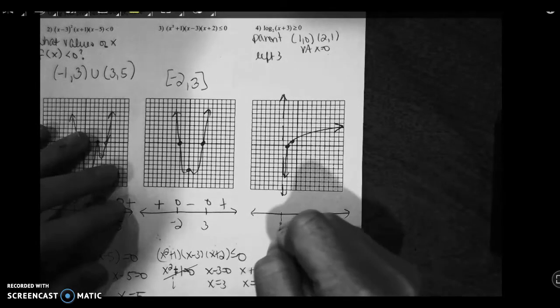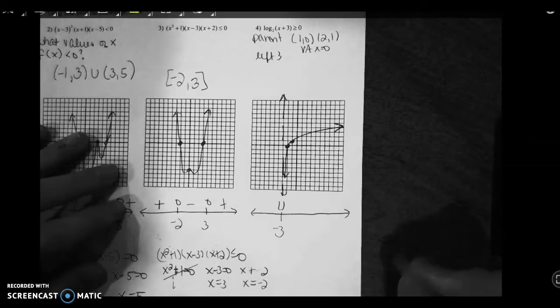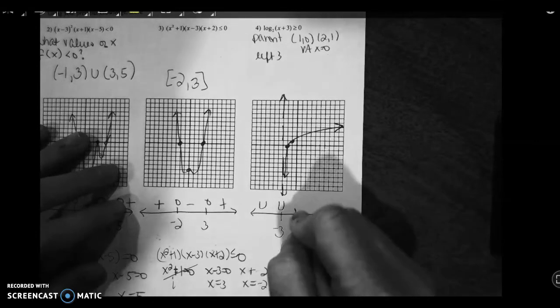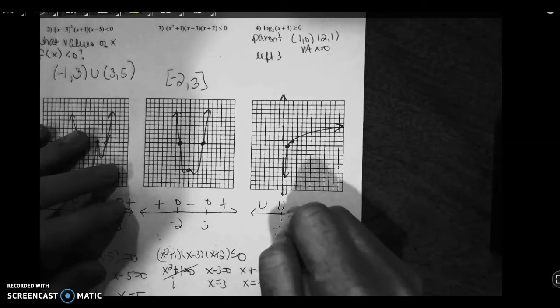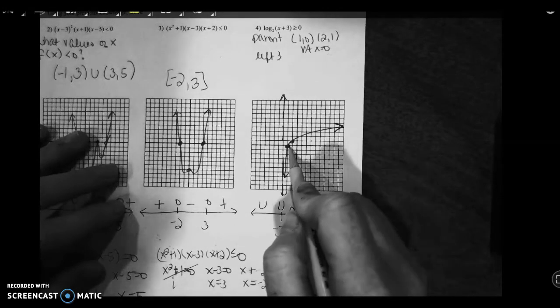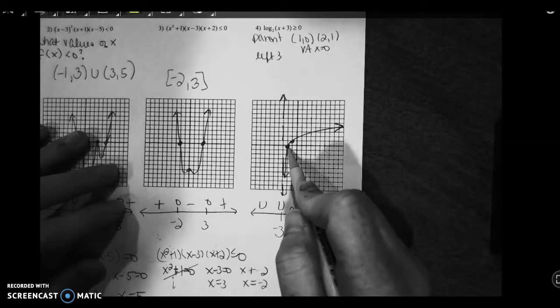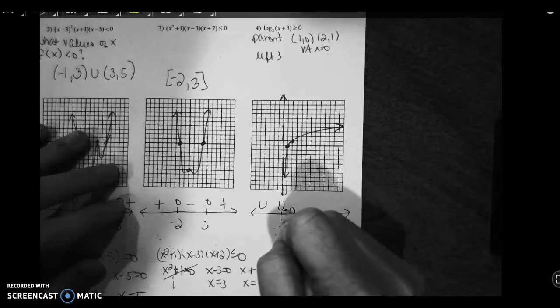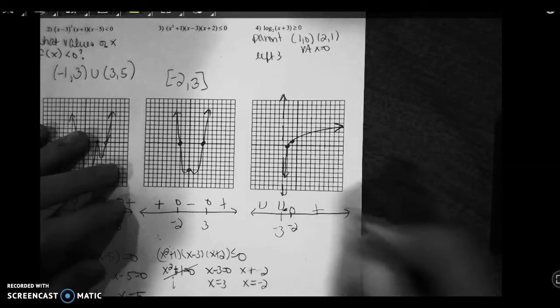Well, at negative 3, it's undefined. And actually to the left of that, it's not in the domain. It's undefined as well. At negative 2, it's 0 is the y value. Now, what's the y value between negative 3 and negative 2? Those y's are all negative. And then from negative 2 to infinity, those y's are all positive.